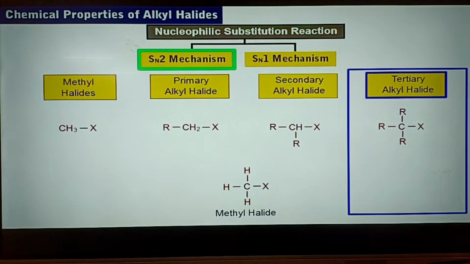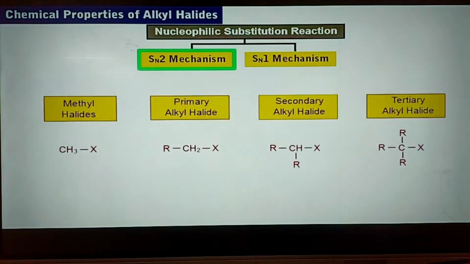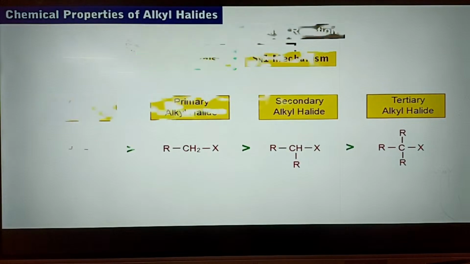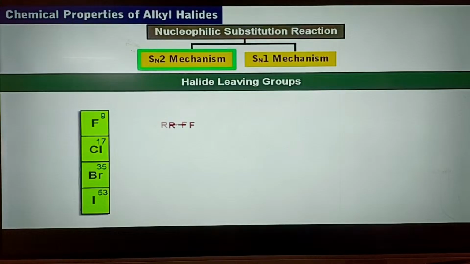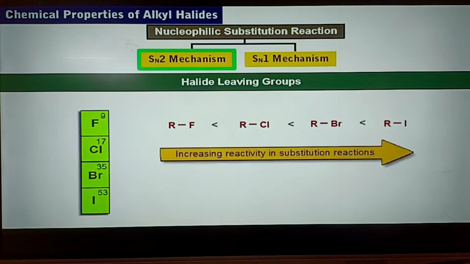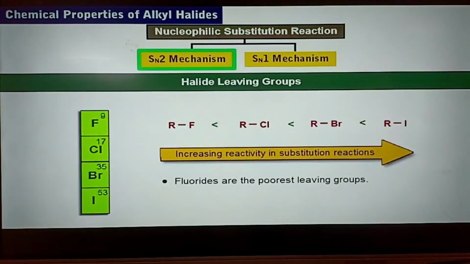Tertiary alkyl halides, on the other hand, due to the presence of bulky groups, are the least reactive in SN2 reactions. Thus, the order of reactivity of alkyl halides towards SN2 reactions is as shown here. Good leaving groups react equally well. In general, among the halogens, fluorides are the poorest leaving groups, and iodides are the best leaving groups.